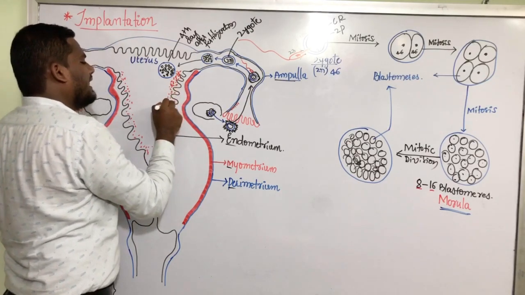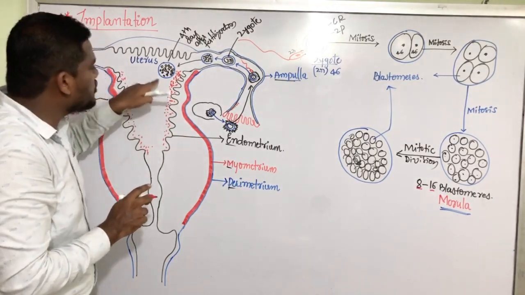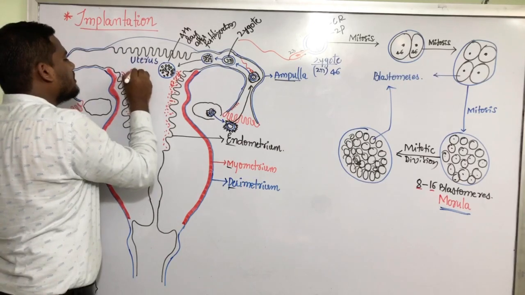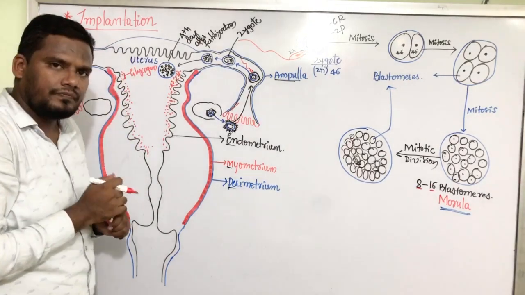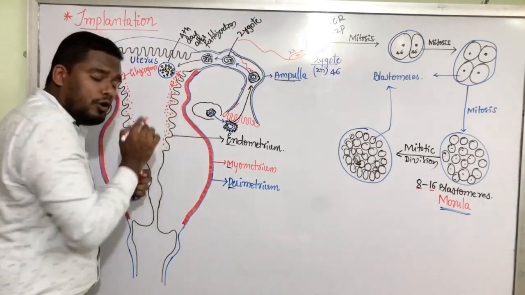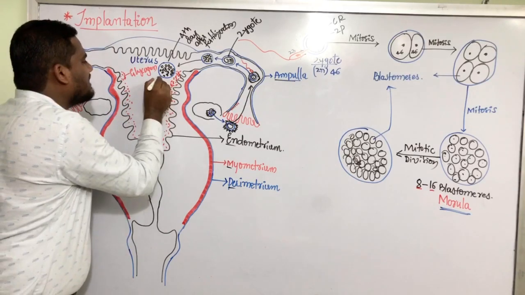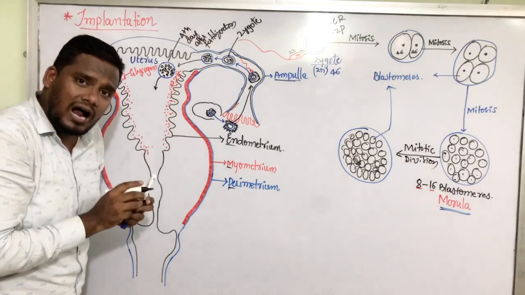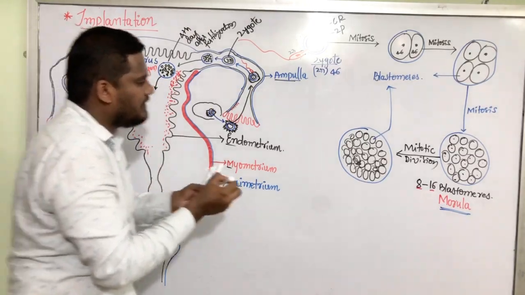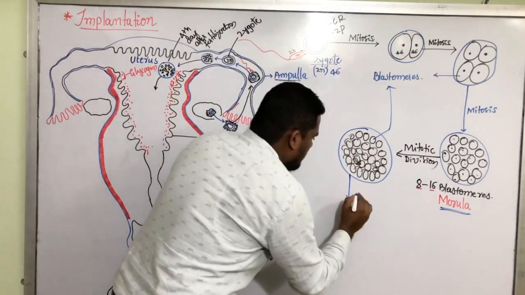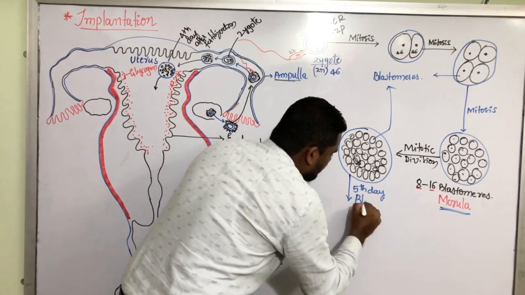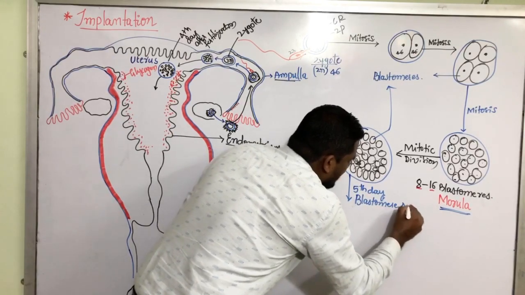Why is this glycogen secreted? This glycogen is secreted to nourish the blastomere cells. Now this is all glycogen. After consuming the glycogen and getting the nourishment from the endometrial wall, these cells start arranging themselves on the 5th day. That means here we have to study first: on the 5th day, blastomere arrangement takes place.